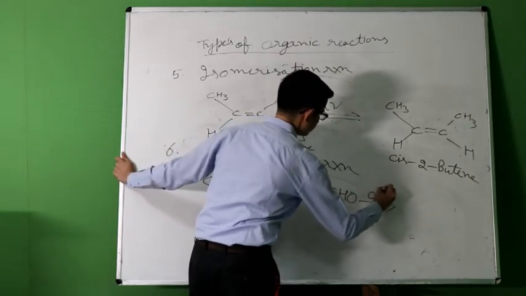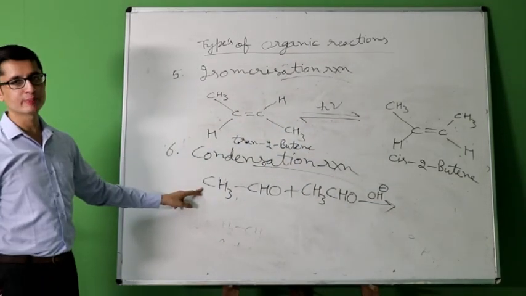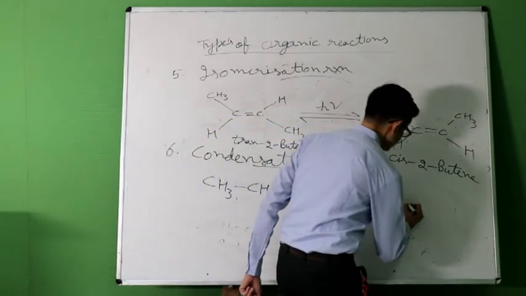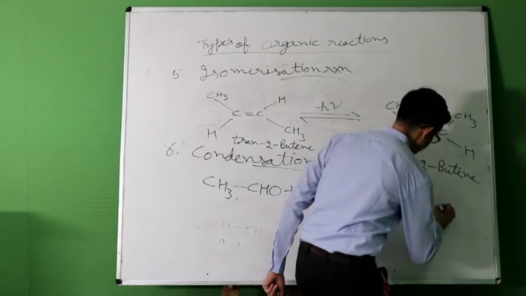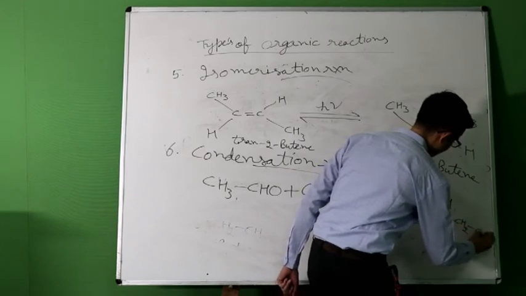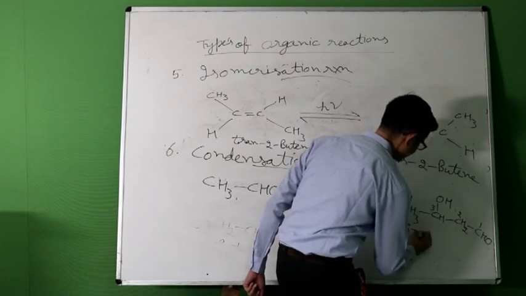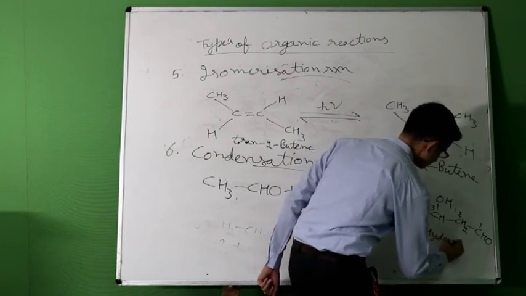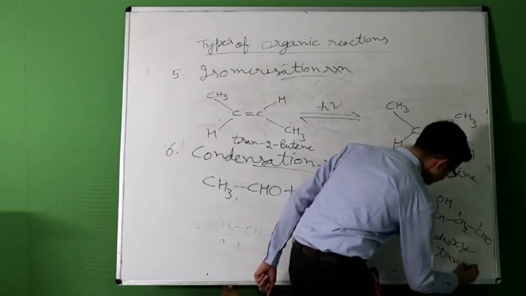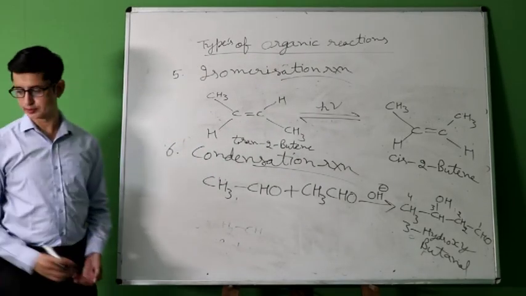In presence of alkaline sodium hydroxide, this is the example of Aldol condensation reaction. Here two acetaldehyde molecules react to form 3-hydroxy butanal. So this is the Aldol product, 3-hydroxy butanal.